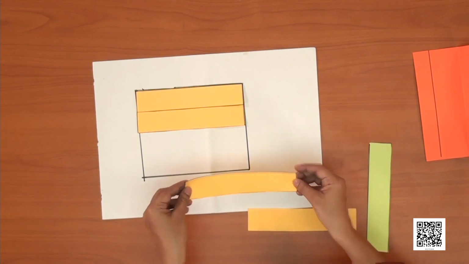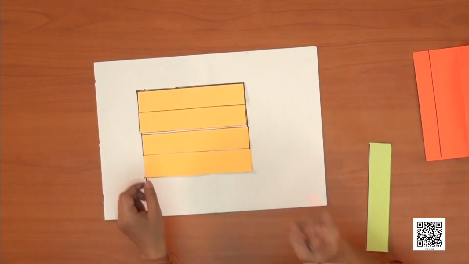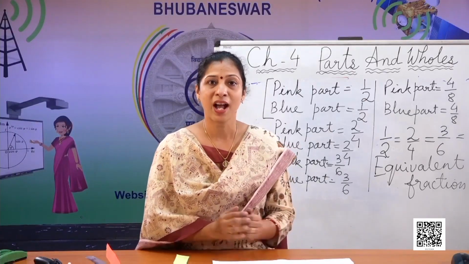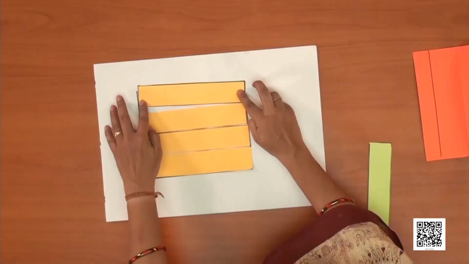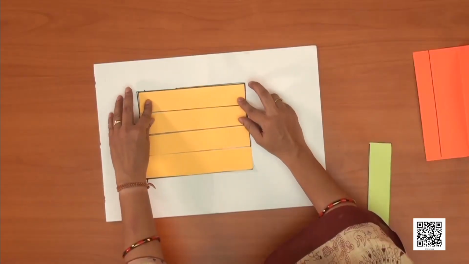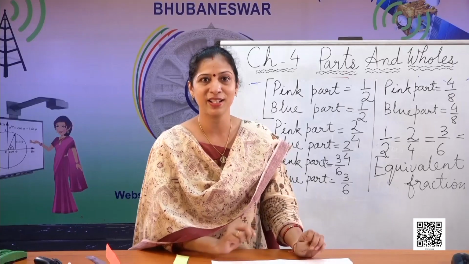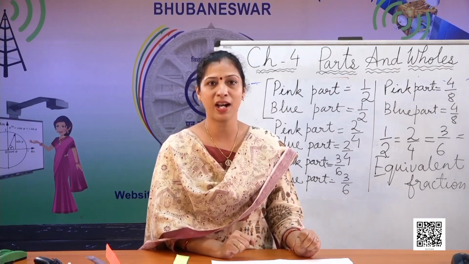Yes, you are correct. 1 and 2. 2 quarters, that is 2 times 1/4, will make a half. You just have to find out what is one part of it. It is 1/4. So if you join two 1/4, it will be exactly half of the rectangle. So how many 1/4? Two 1/4 will make a half.